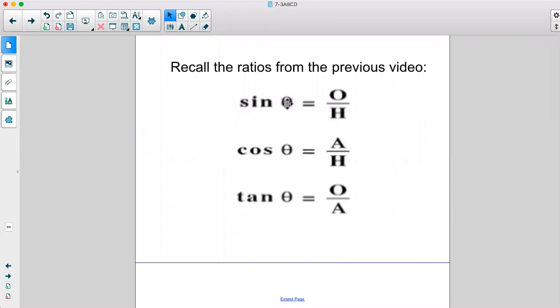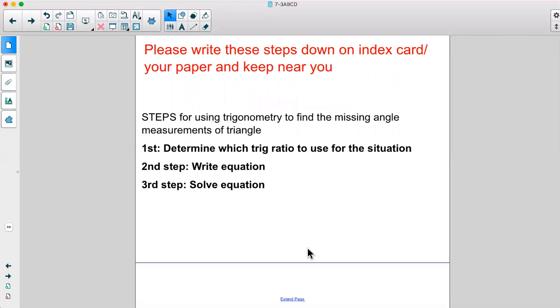The sine of an angle equals the length of the opposite leg divided by the length of the hypotenuse. The cosine of an angle equals the length of the adjacent leg divided by the length of the hypotenuse. And the tangent of an angle equals the length of the opposite leg divided by the length of the adjacent leg. So pause and write these steps down before we go any further. Take a screenshot or pause the video and write these steps down.